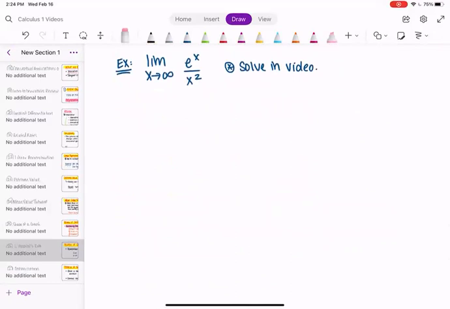This is going to be an example of what happens if we need multiple steps to get out of this indeterminate form, right? So again, the first step, we're going to plug in infinity. So x approaches infinity becomes e to the infinity over infinity squared, which is essentially infinity over infinity, right? If I raise e to a massively high number, it'll become a massively high number. If I square a massively high number, it'll become a massively high number. So here we have an indeterminate form.